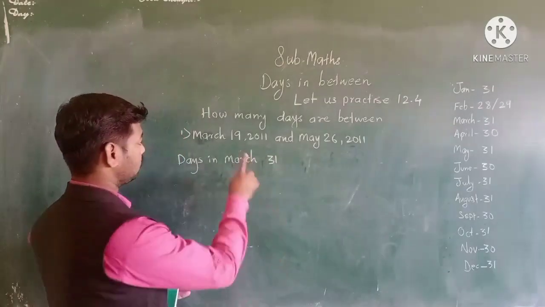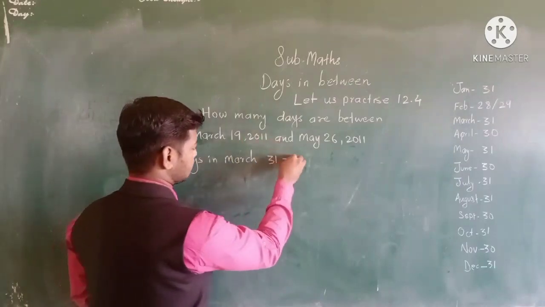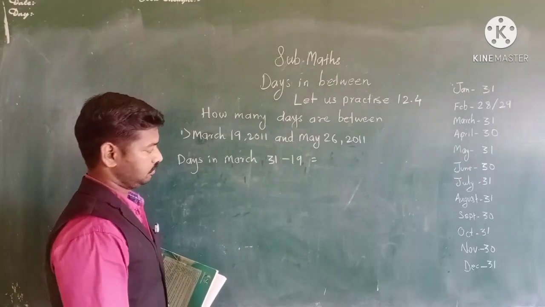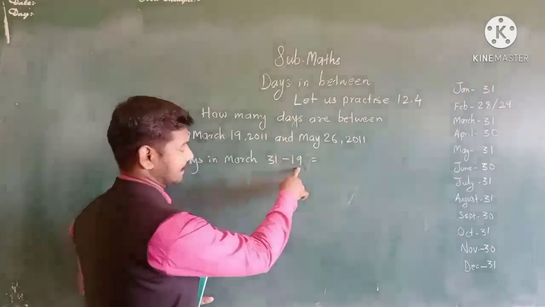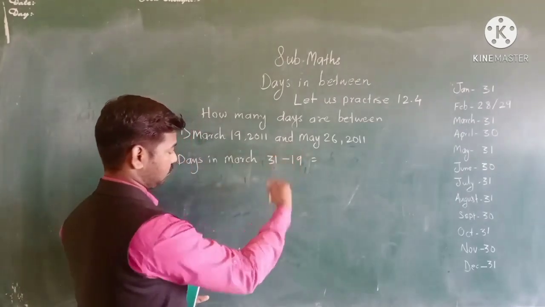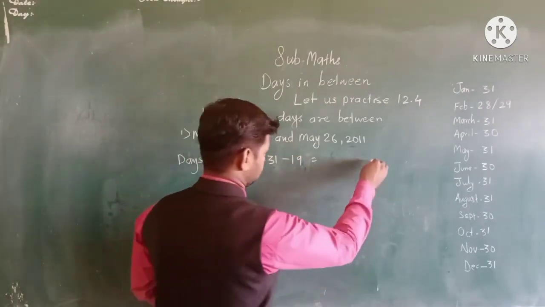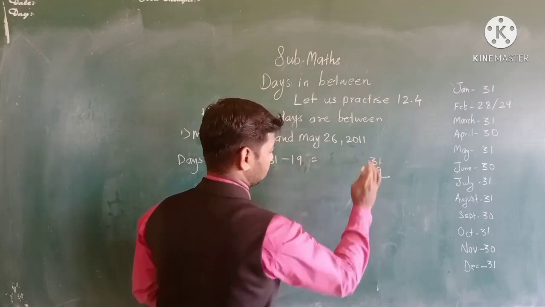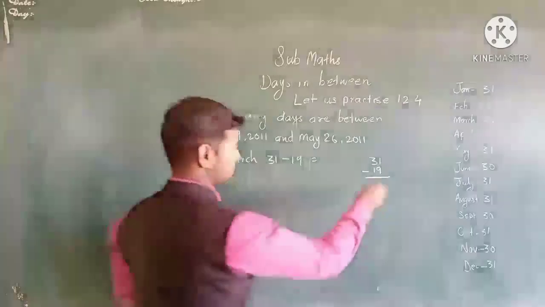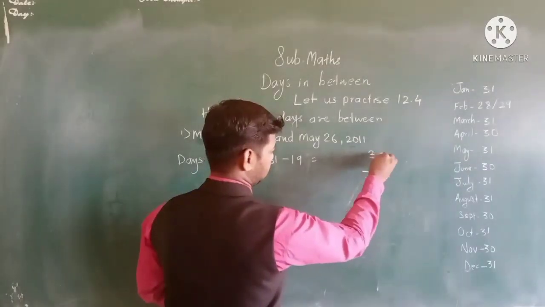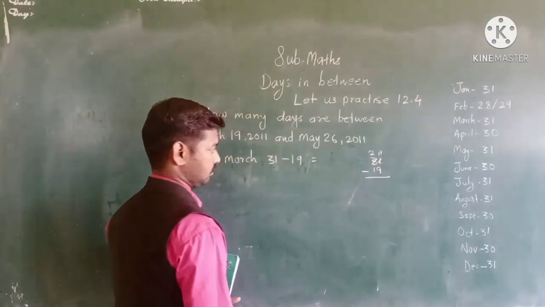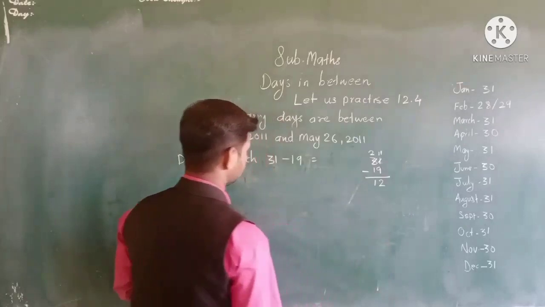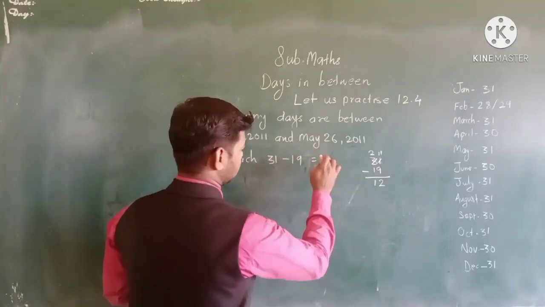From the 31, we have to minus 19. So 31 minus 19. It is not possible to minus 9 from 1, so we have to carry, and then 1 will become 11. 11 minus 9 is 2, and then 3 minus 1 is 1. So there are 12 days.